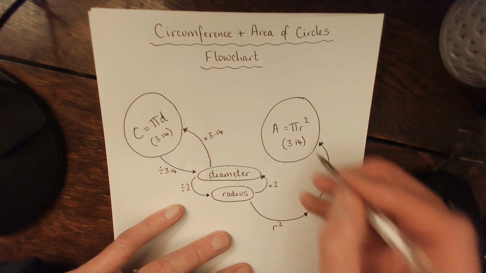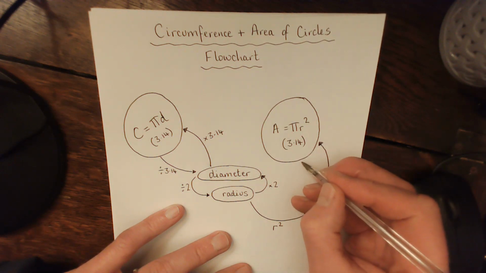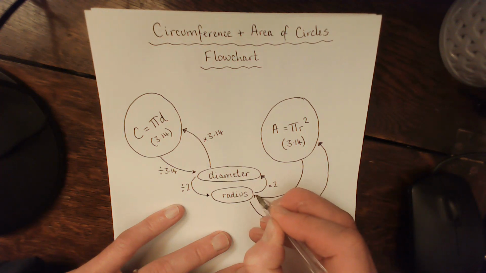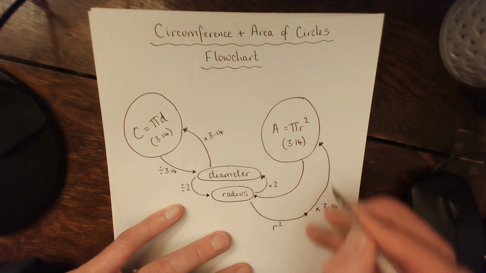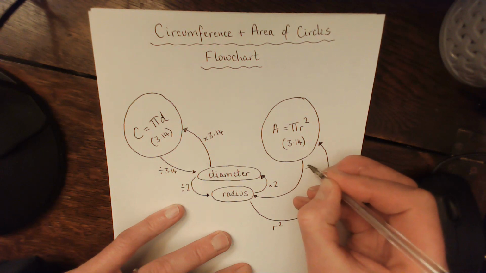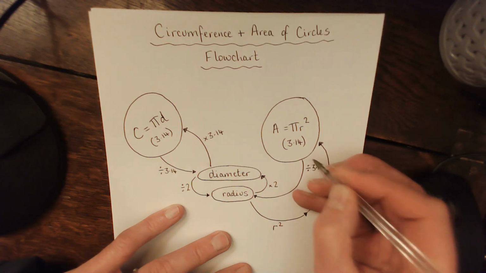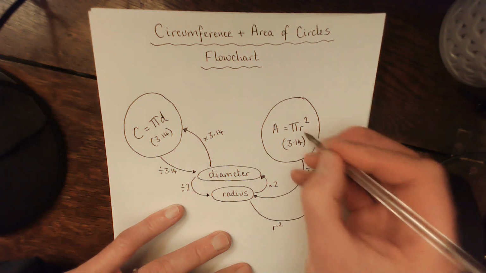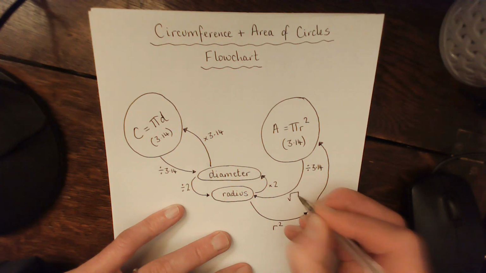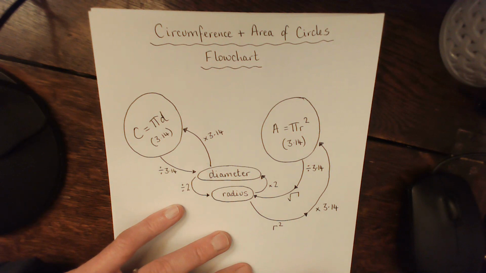So how do I get from my area back to my radius? Well, we have to go the opposite way. This time we do the calculation in reverse. So we need to divide by 3.14 first. But then to undo the square, the opposite of squaring something is square rooting. And that will bring us back to the radius.